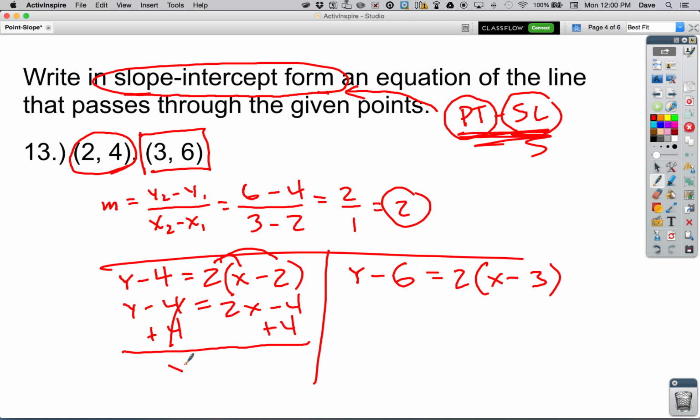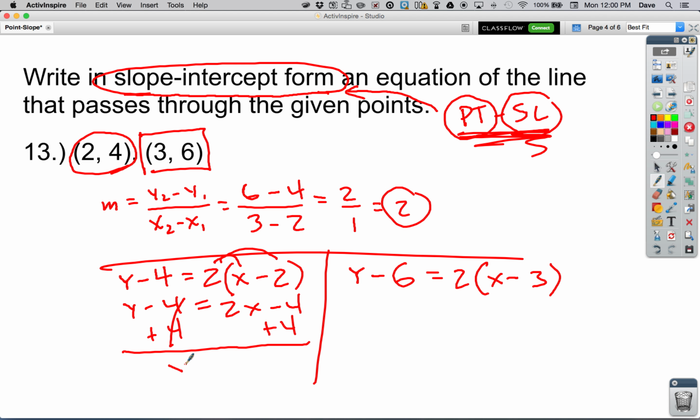Now, if my friend has done their work right and I've done my work right, when they put theirs in slope-intercept form, they should get the same thing. So y minus 6 equals 2x minus 6. Add 6 to both sides. And magically enough, y equals 2x.